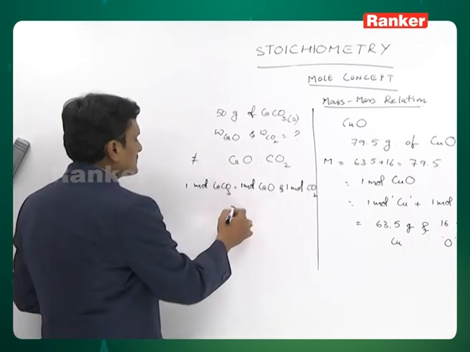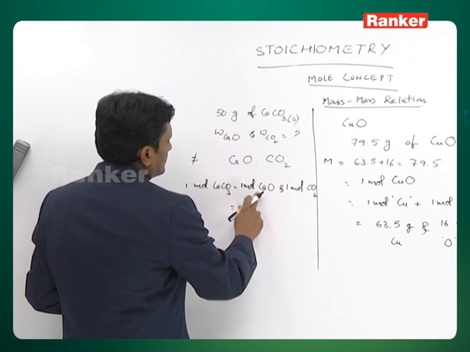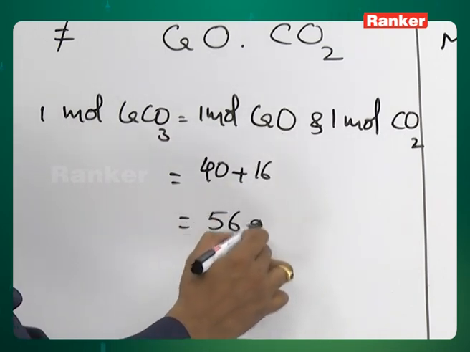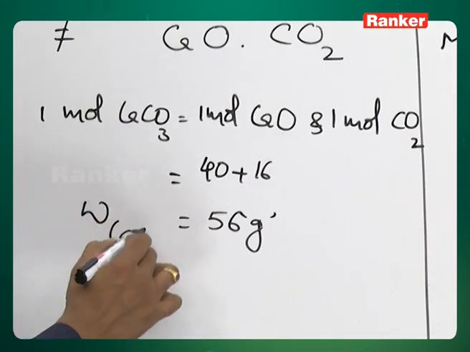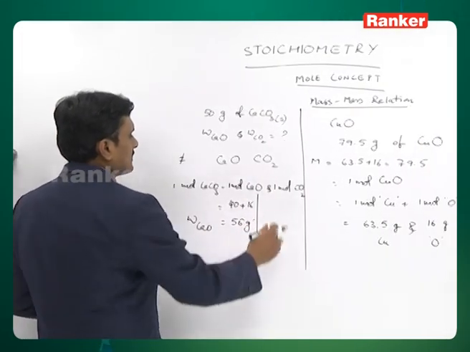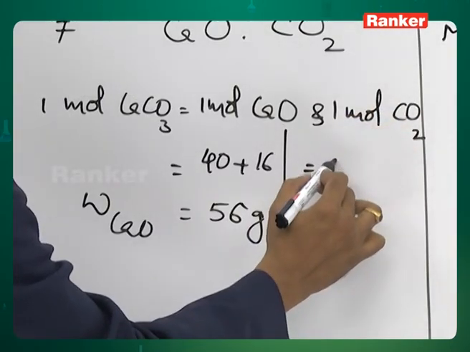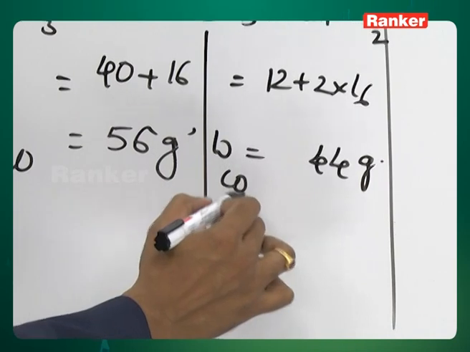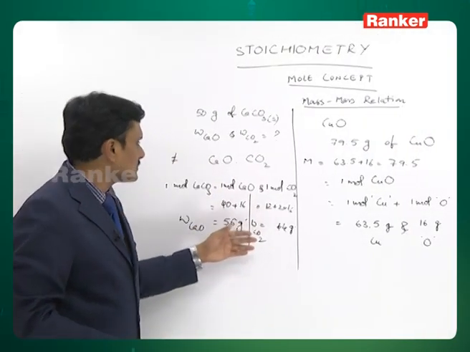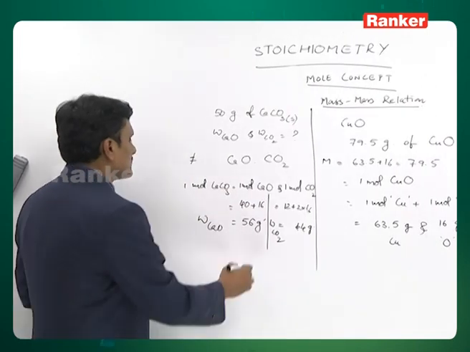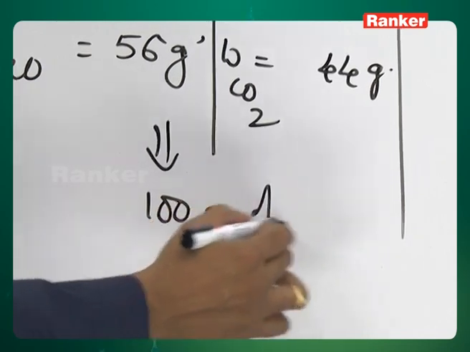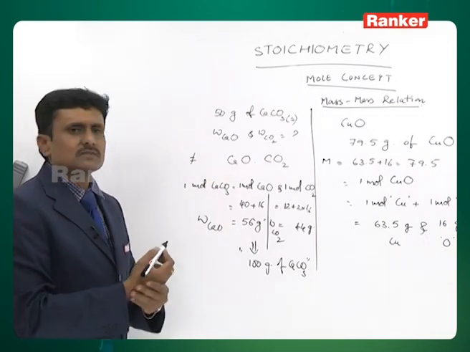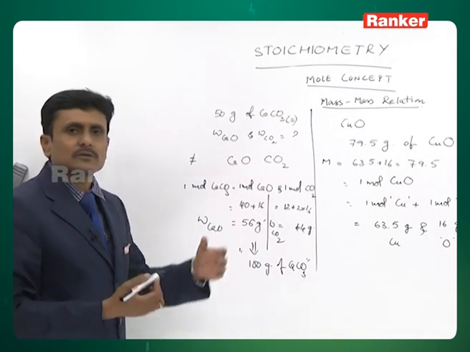Now, 1 mole of any substance is its molar mass, that is the atomic mass of calcium plus oxygen, 56 gram. So, the mass of CaO is 56 gram. Similarly, 1 mole of CO2, that is the molar mass of CO2, 44 gram of CO2 is present in it. So, 44 gram of CO2 and 56 gram of CaO together will give you the 100 gram of CaCO3. So, if you take 1 mole of CaCO3, or 100 gram of CaCO3, this is going to be the situation.